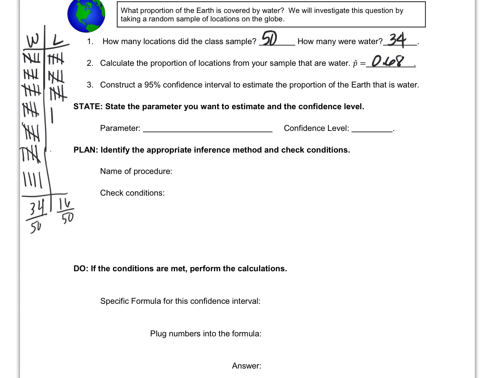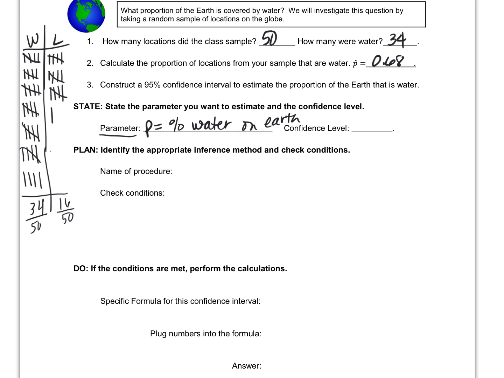So the first step is the state step. What is it we're trying to predict? What parameter are we going for? In context, what is it we're trying to figure out? How much water is on... Can you be more specific, like average or percent? Okay, so it's p, the percent of water on the earth. The percent of water on earth. I know that. It may feel obvious, but it's okay. All right, that's the first step: identifying what it is we're trying to estimate.